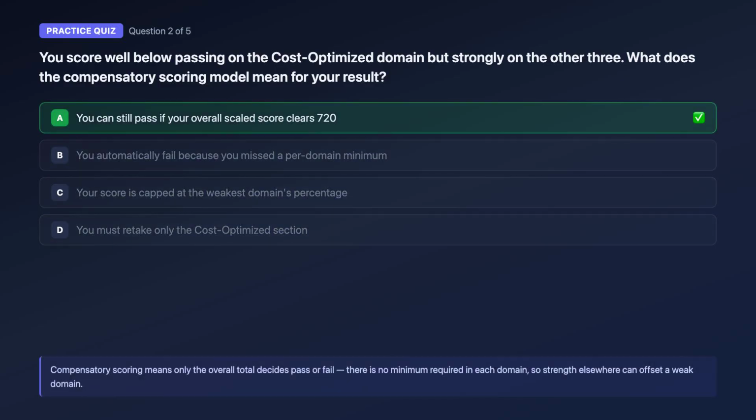The right call here is A. There's no minimum you have to hit in any single domain. Only your overall total matters, so strength in 3 domains can offset one weak one, as long as you clear 720.